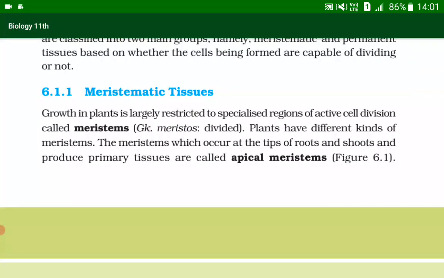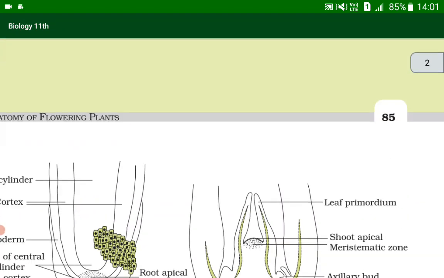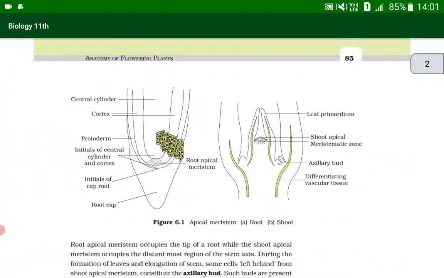6.1.1 Meristematic tissues. Growth in plants is largely restricted to specialized regions of active cell division called meristems. Plants have different kinds of meristems. The meristems which occur at the tips of the roots and the shoots and produce primary tissues are called apical meristems. Figure 6.1. You can see this figure.